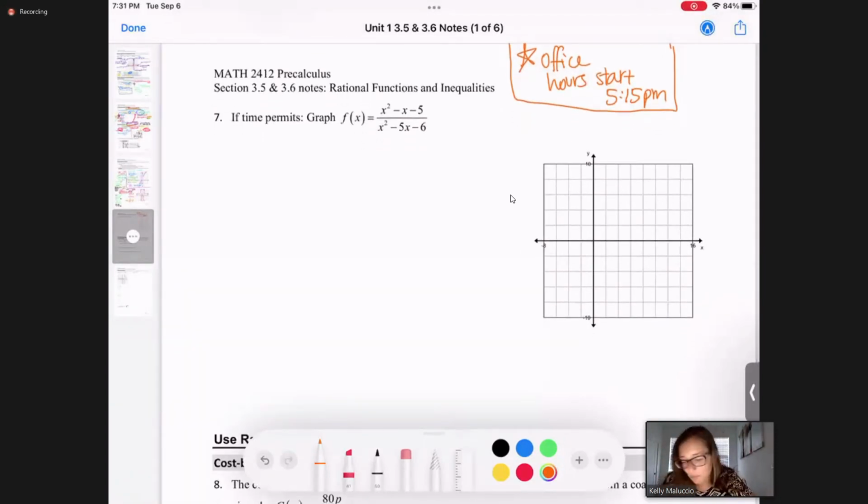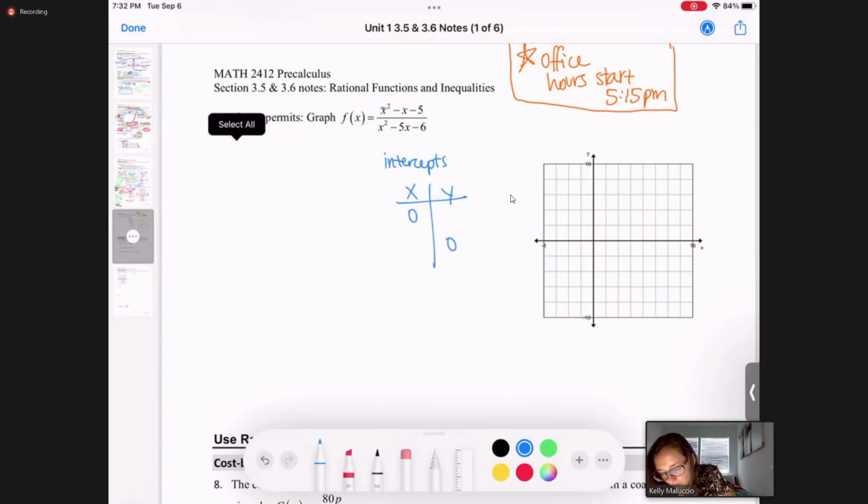Okay, so if time permits, which time is permitting, we're gonna graph this last one. There's a lot to look at here, but let's start with the intercepts. I always like to make this chart because it clearly lays out the points for me. If I substitute in 0 in all these places, everything cancels and I'm left with what's at the end there. So it's going to be 5/6.